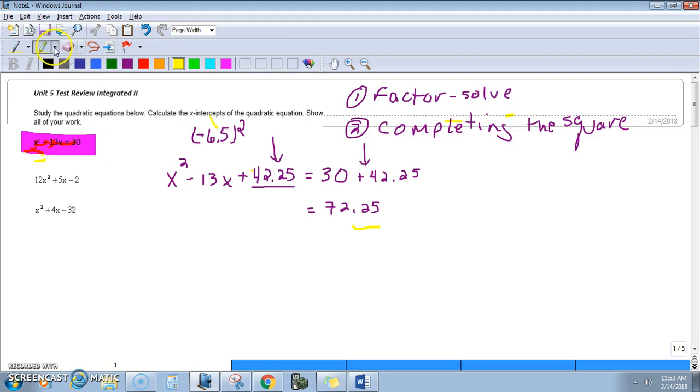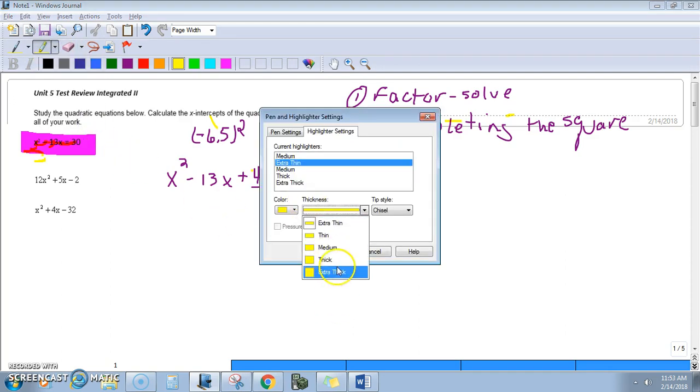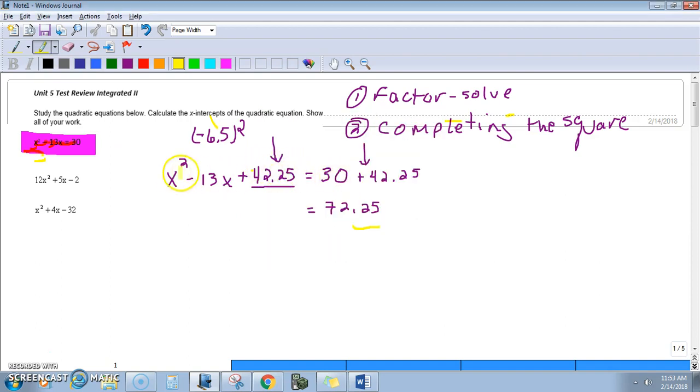And on this side of the equation, I have made a perfect square, and I know that because I took half of 13 and squared it. So my perfect square ends up being x minus 6.5, squared. Okay, so I took that negative 6.5 from up here, and that's what goes into my perfect square. Now it's easy to solve.